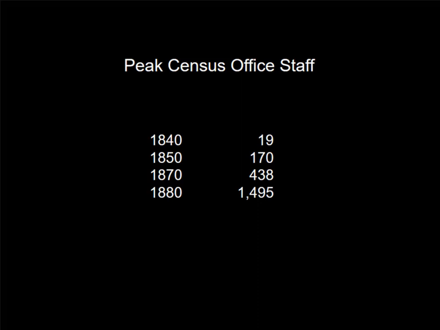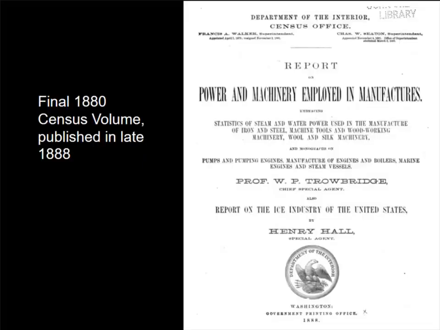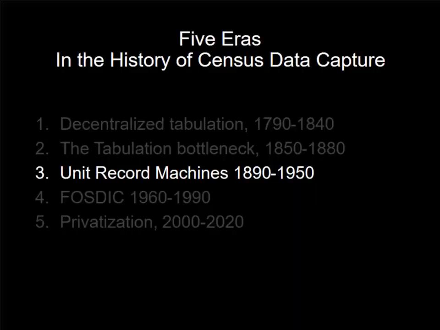And yet, the 1880 census didn't get fully tabulated until 1888, and Census Superintendent William Rush Merriam said, "It's clear that a point must be reached before more decades had passed, where complete tabulation before the next enumeration began would actually be impossible." So that brings us to our next historical era, the unit record machines from 1890 to 1950.